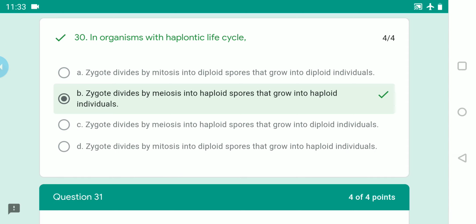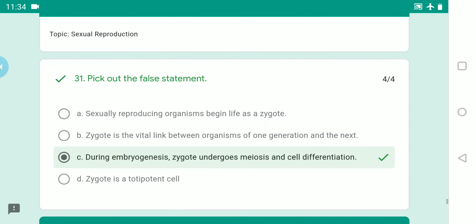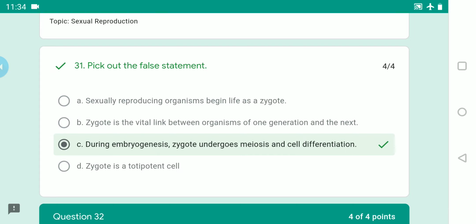In organisms with a haplontic life cycle, last year we discussed the three types of life cycle: haplontic life cycle, diplontic life cycle, and haplodiplontic. Here this question is related to the haplontic. The maximum period of the lifespan remains haploid. The zygote divides by meiosis into haploid spores that grow into haploid individuals. Then pick out the false statement.